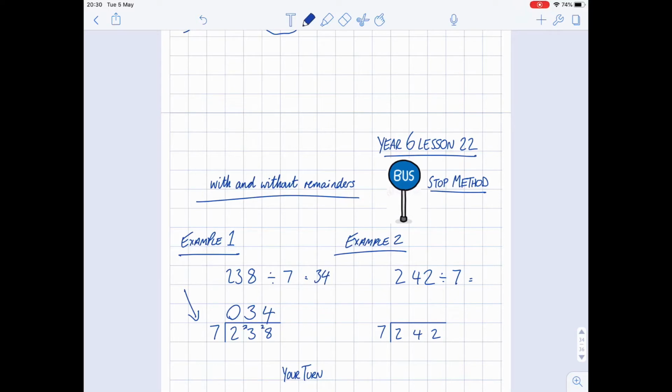Now I do the same thing with 242. So that 2 gets carried across. How many 7s go into 24? 3. My remainder is 3. How many 7s go into, or can I take out of 32? 4 with a remainder of 4. Okay, so my answer for that one is 34 with 4 left over.